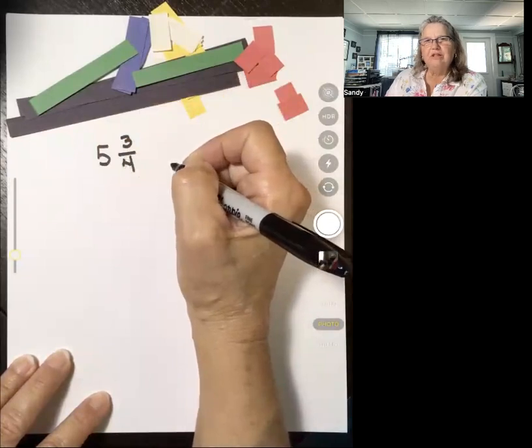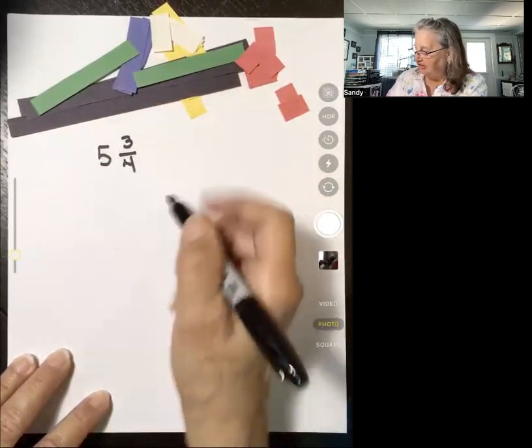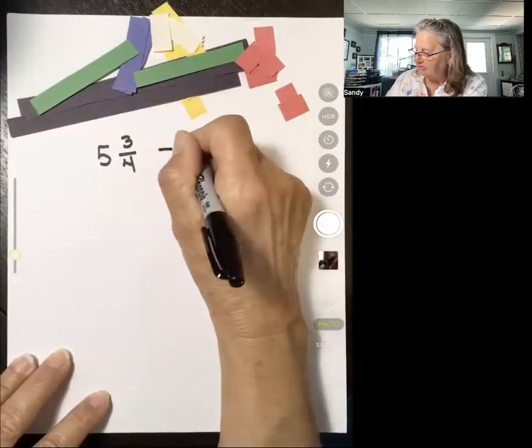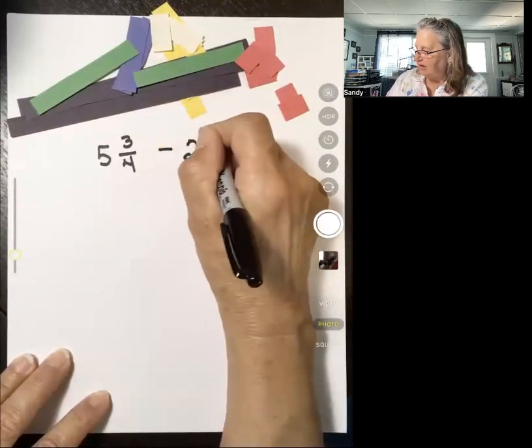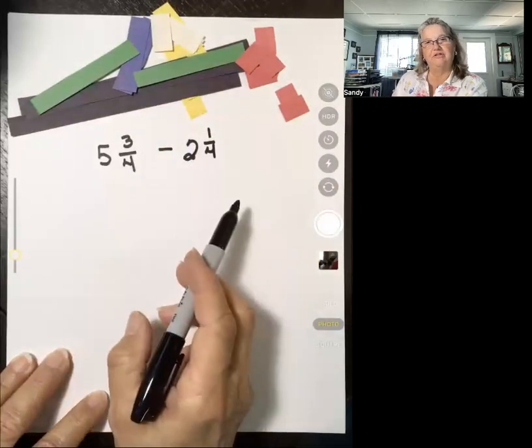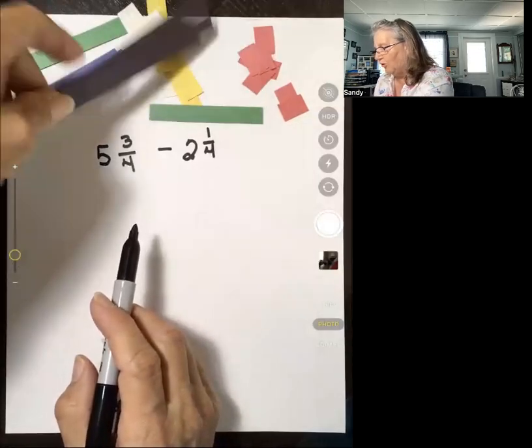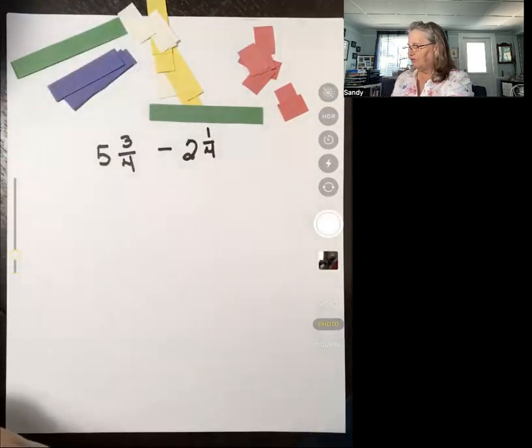Now, let's start with a problem where we're going to have enough of the units that we need. Let's say I'm going to remove 2 1/4 from 5 3/4. Now I could do this. I could have 5 of my wholes and 3 1/4 pieces.